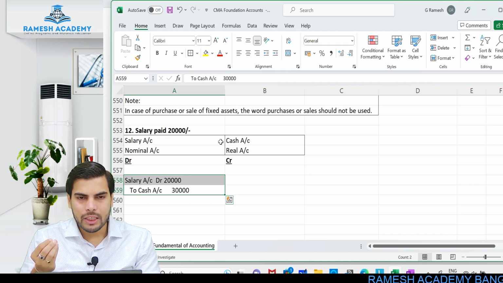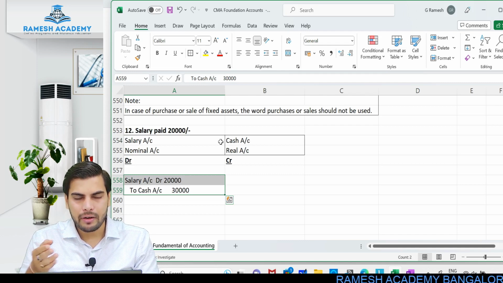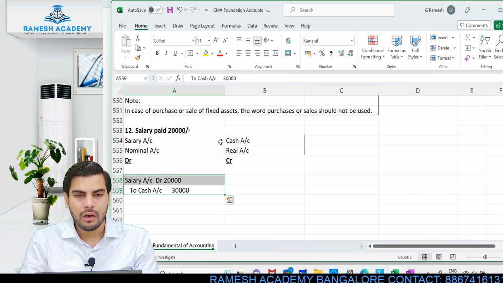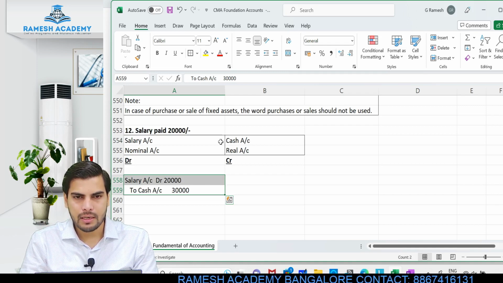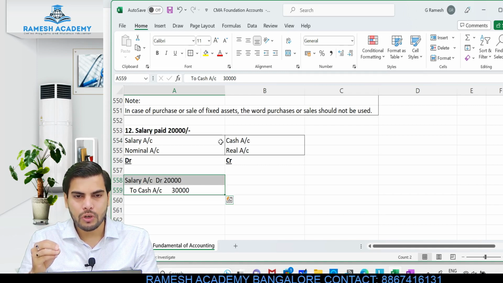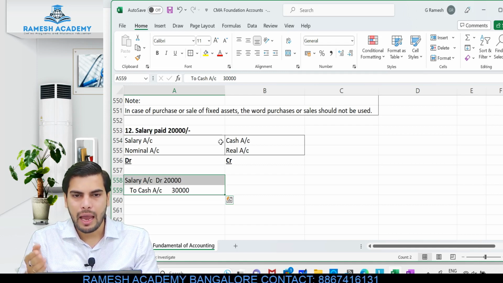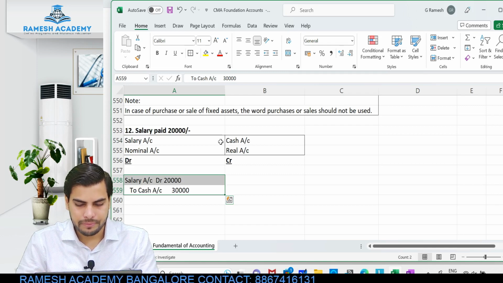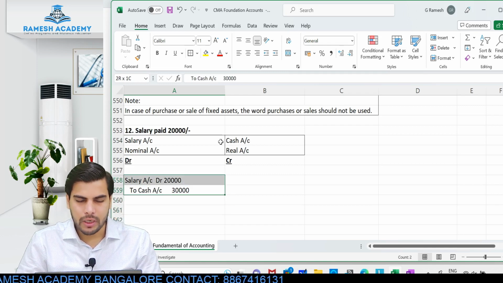Same way any other expenses for that matter. If I pay the rent, what would be the entry? Rent account debit to cash account. If I'm paying the amount towards printing and stationery expenses, printing and stationery expenses account debit to cash account. Is this clear? Any expense which you are incurring and making the payment, the concerned expense will be debited and cash or bank account will be credited. Simple.